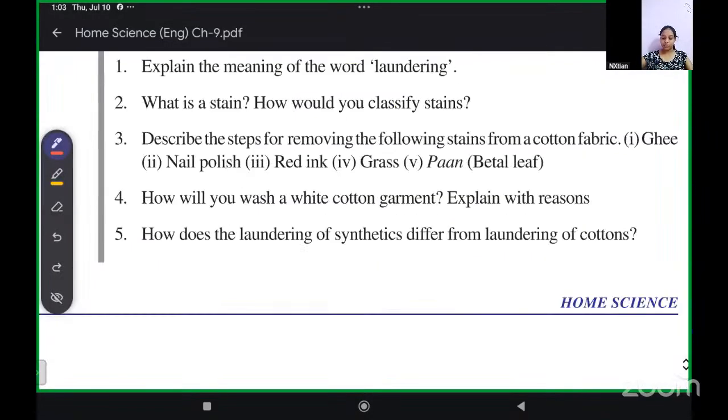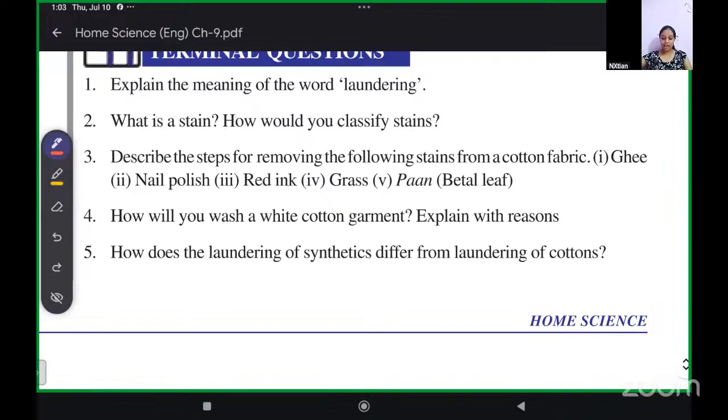Describe the steps for removing the following stains from a cotton fabric. We have ghee stain, nail polish stain, red ink stain, grass stain, and pan, that is betel leaf stain. Take your notebooks and write this question down right now, assuming that this is a 5 mark question.